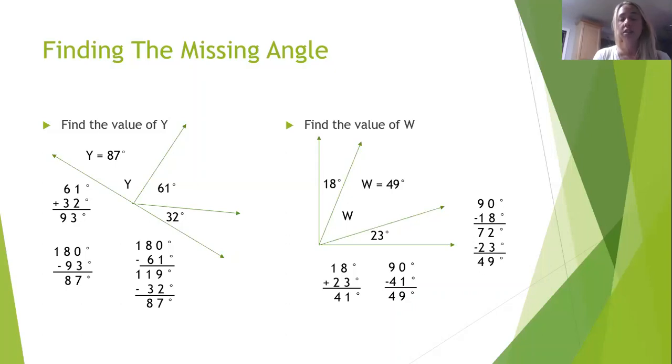All right, guys, so the key to doing this is look at what is your main angle. Is it going to be a straight angle like this one or a right angle like this one? Then pick your strategy. Do you want to do an addition problem and then a subtraction problem, or would you like to do two subtraction problems?